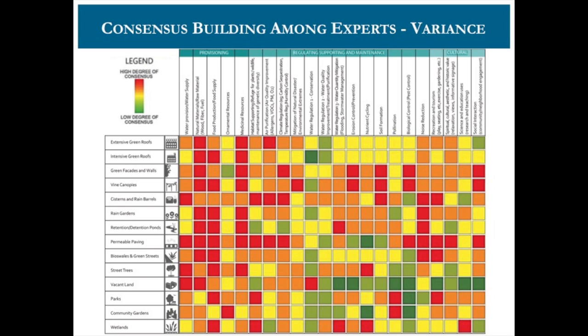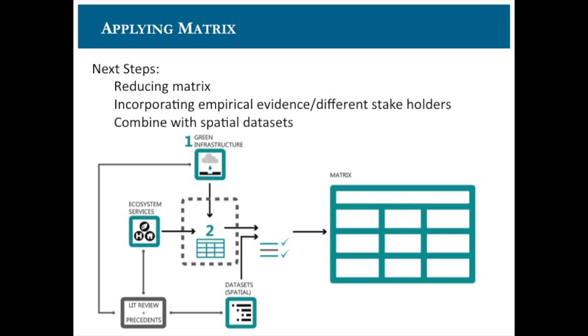The next step was to sort of see where there was consensus and where experts disagreed. So the green areas show where there's less consensus, and now we're using these results to have more pointed conversations around those services and those types of infrastructures. I'm going to quickly show how this matrix will eventually be incorporated into a planning model, just with some dummy weightings. But the next steps will be reducing this matrix.